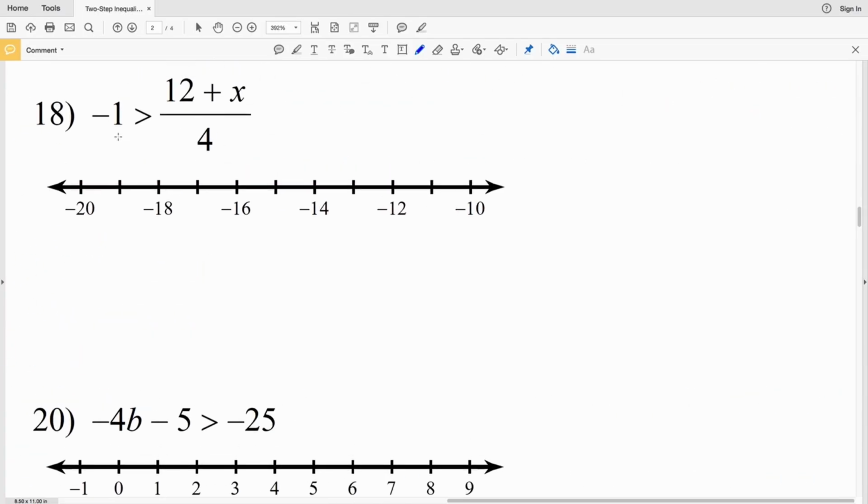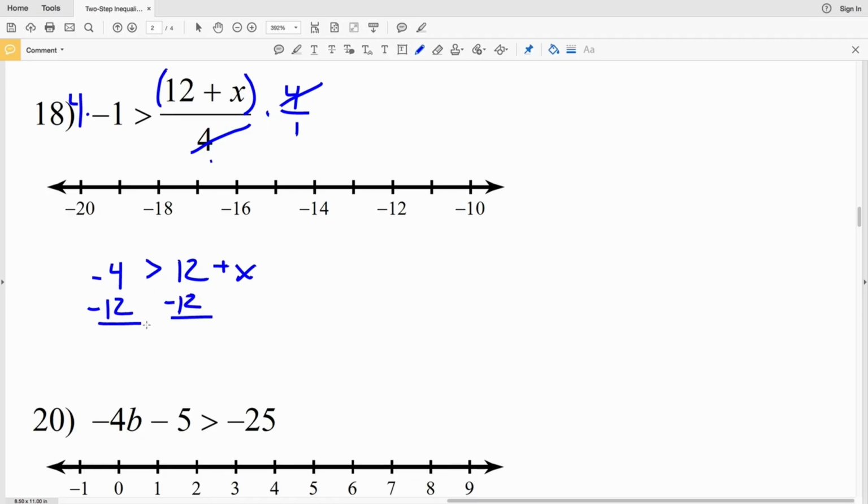Number 18 says negative 1 is greater than 12 plus x divided by 4. We're going to start by multiplying by 4 over 1, which is the same as multiplying by a positive 4. 4 times negative 1 is going to be negative 4, and that's greater than 12 plus x, since 4 divided by 4 is 1, and 12 plus x over 1 is just 12 plus x.